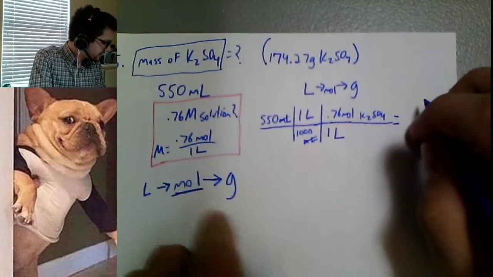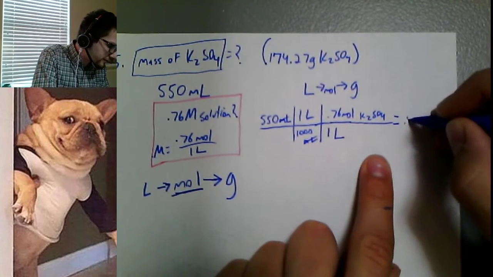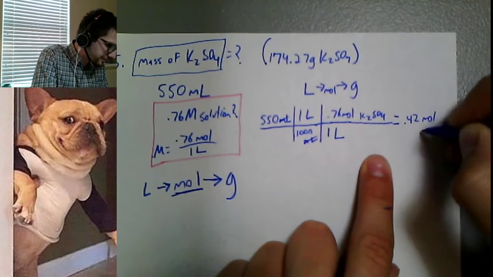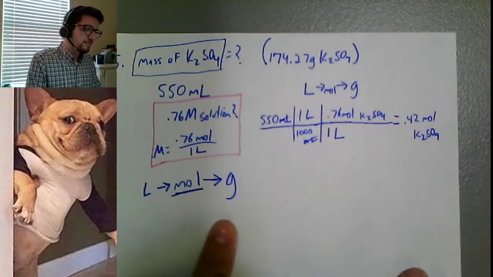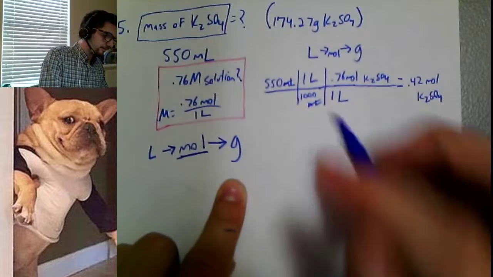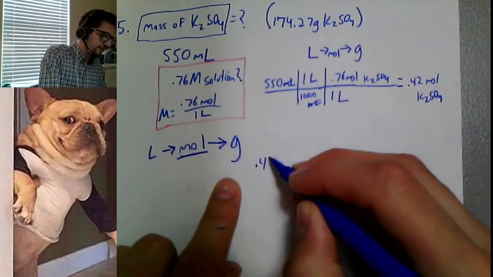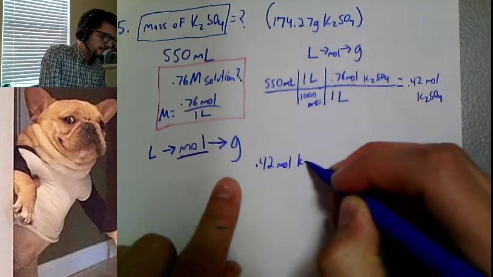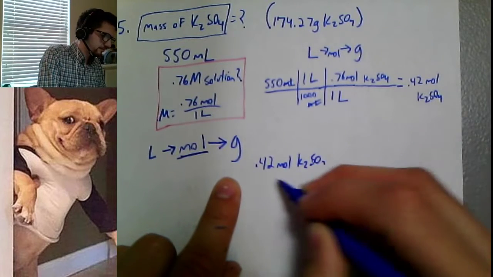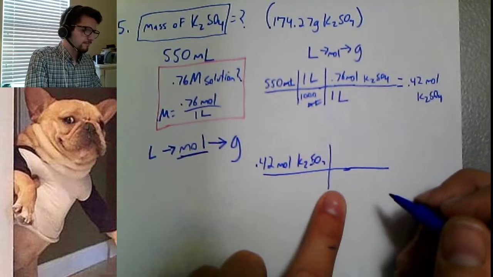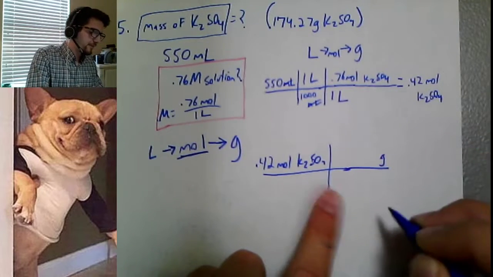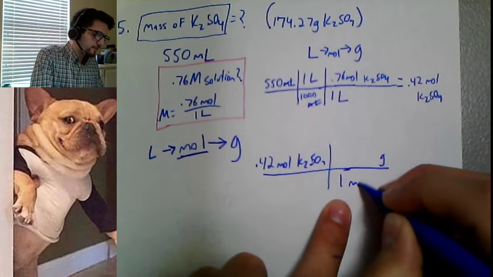For this, I did end up with 0.42 moles of K2SO4. So now that I have moles, I'm going to move to grams. I'm going to start with 0.42 moles of K2SO4. How do I go from moles to grams? Well, I'm going to have a G up here somewhere. In the denominator, I've got to have 1 mole.